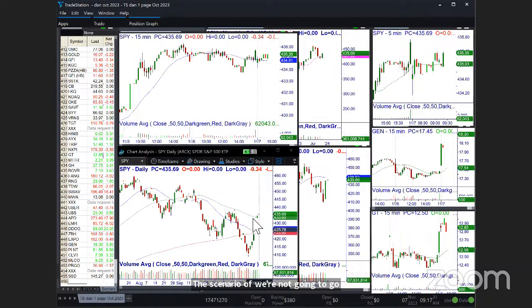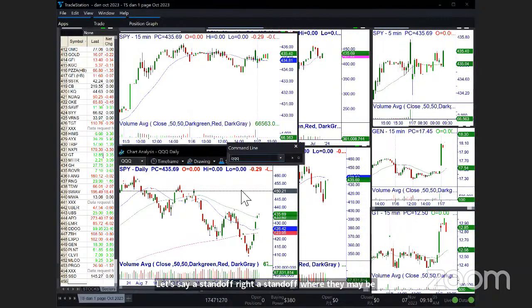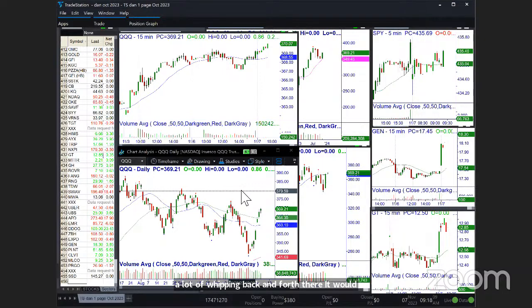There's a big open interest here at 4,400, and if we get through that, that could cause additional sucking in of the longs and the shorts. Yeah, but the interesting thing to add is that at 4,400 there's almost an equal amount of put options open interest at the same level. So it would be a standoff, right? A standoff where there may be a lot of whipping back and forth. It would take a battle to see who's going to win at that point.